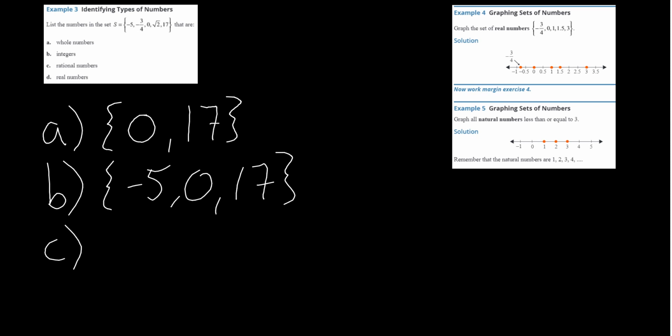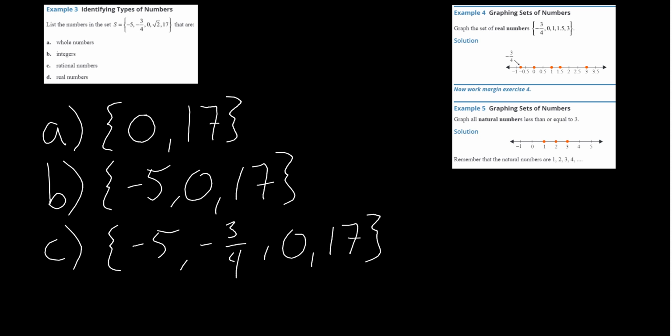C, rational numbers. Rational numbers again are simply ratios, fractions. So this time we're going to include the number -3/4. So we're going to have -5, -3/4, 0, and then 17. Because if you recall, -5 is indeed a fraction because it's -5 over 1. Obviously this is a fraction, and 17 is a fraction because it's 17 over 1. And 0 is also a fraction because it's 0 over 1. So these are all examples of rational numbers.